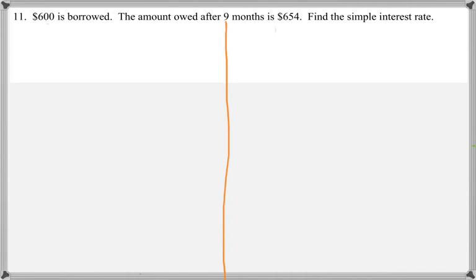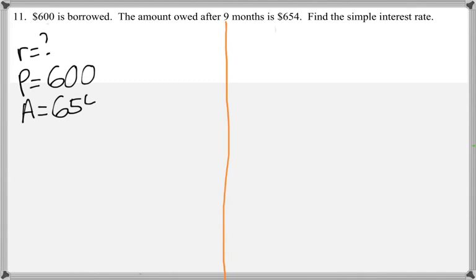So let's first define our variables. I'm looking for R. My present value is 600. My future value is 654. And my time is 9/12. And I want to use the A formula.